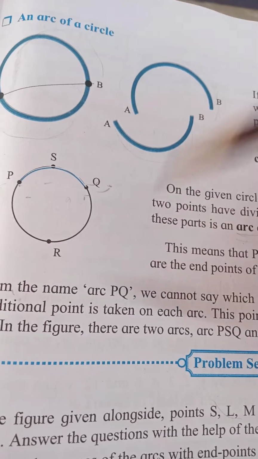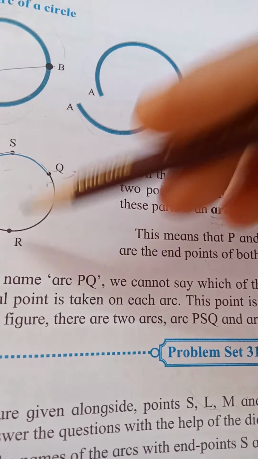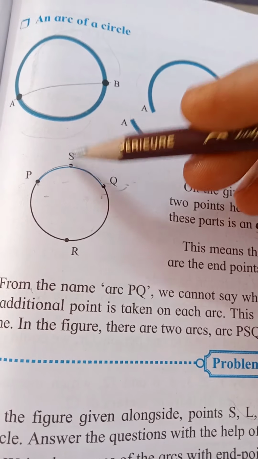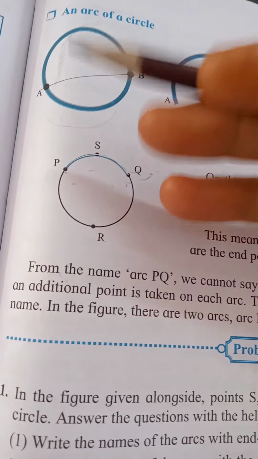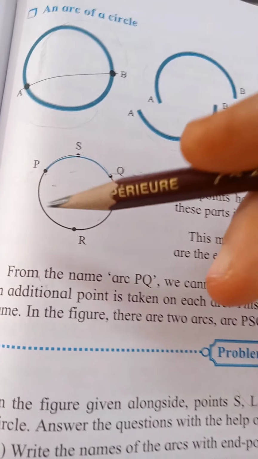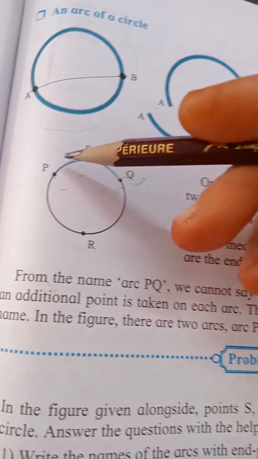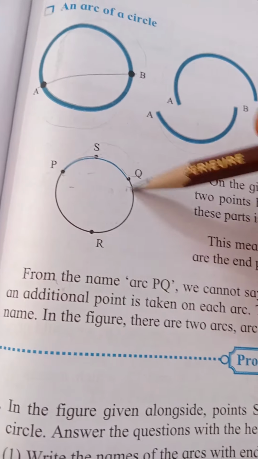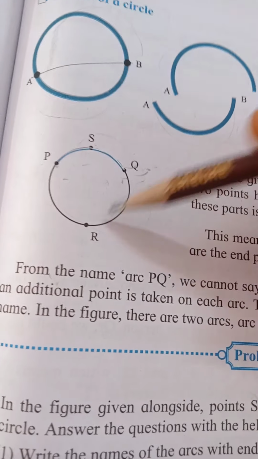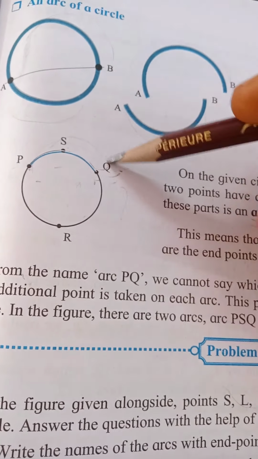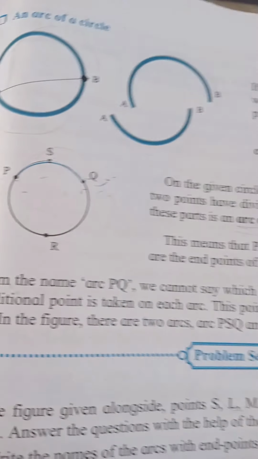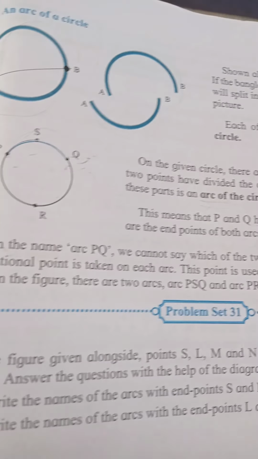So an additional point is taken on each arc. If there is an additional point in between, this point is used to give each arc a 3 letter name. We have to read it in 3 letters, like this: P S Q and here P R Q. How will we read this arc? PSQ and PRQ. Have you understood?